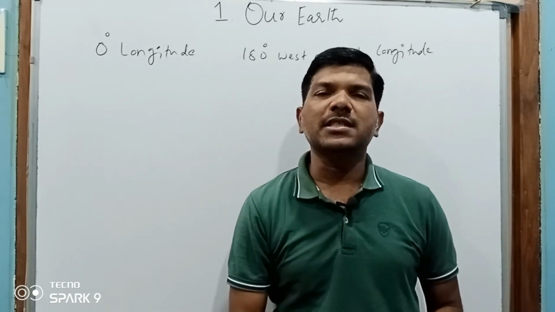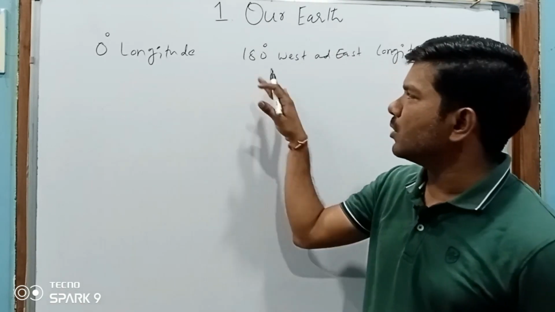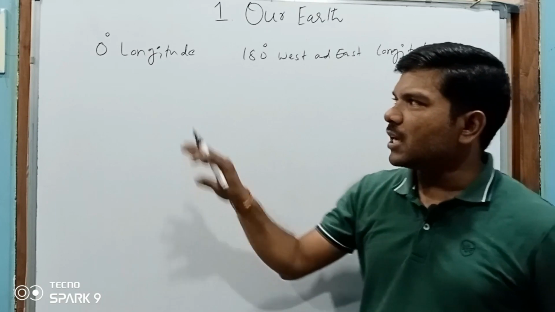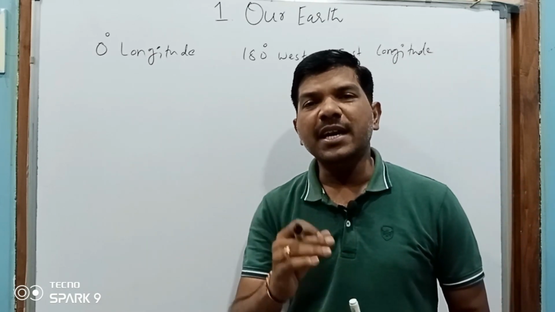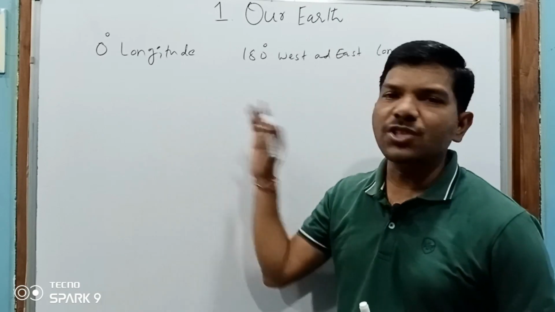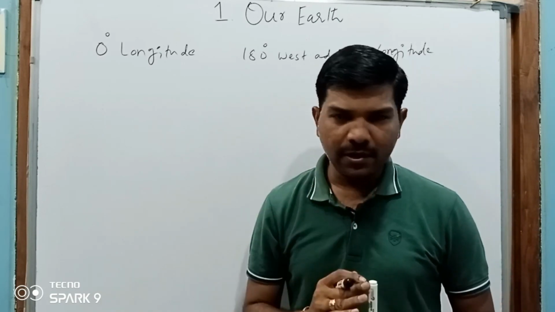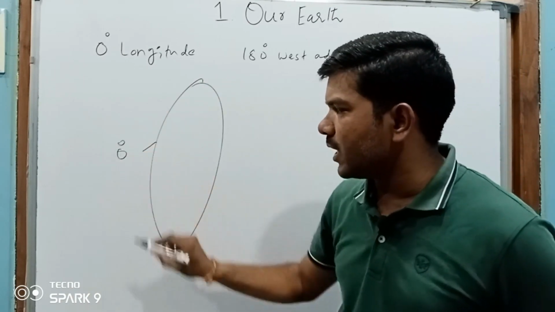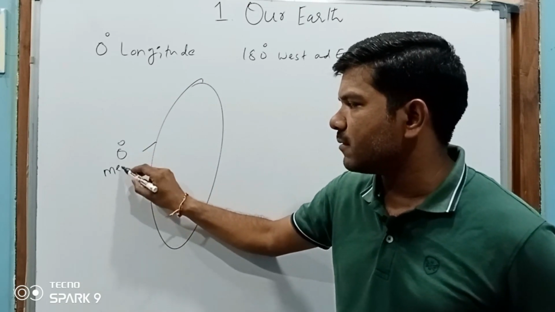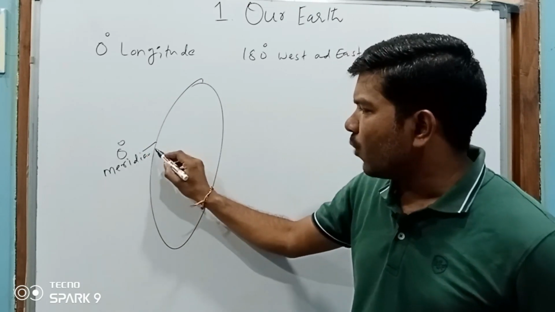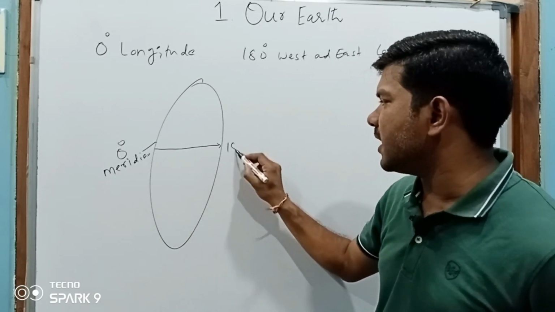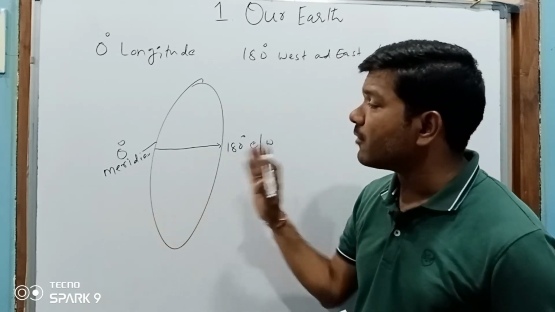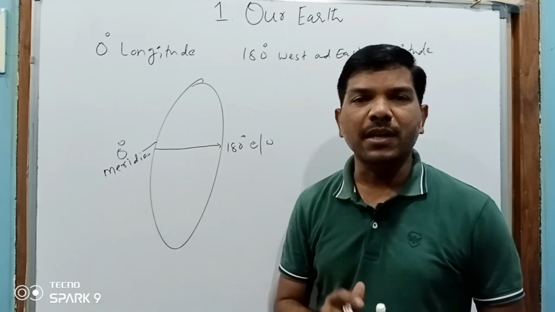Why are we discussing 0 degree longitude and 180 degree west and east longitude again? Because these are very essential to determine the day, and to start a new day. See, for example, this is the 0 degree meridian. The 180 degree east and west longitude is quite opposite of the 0 degree meridian, or Greenwich meridian.